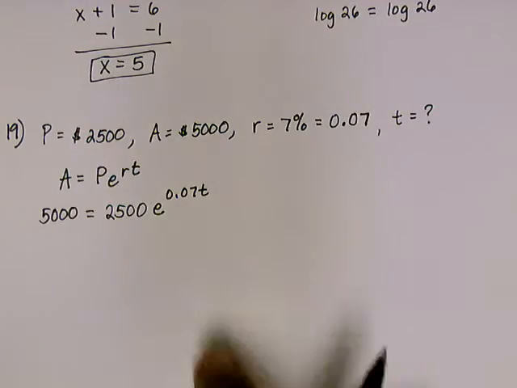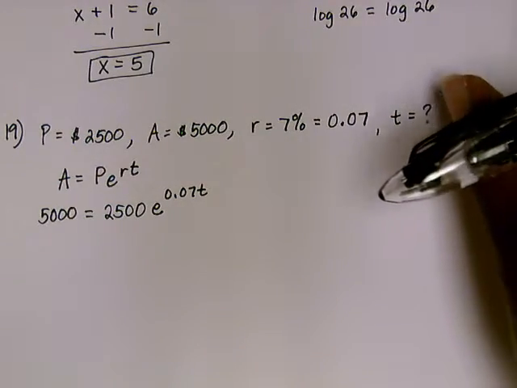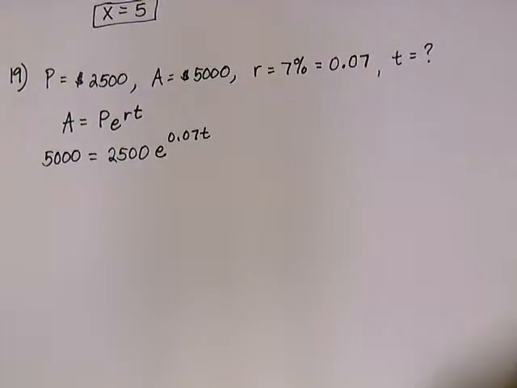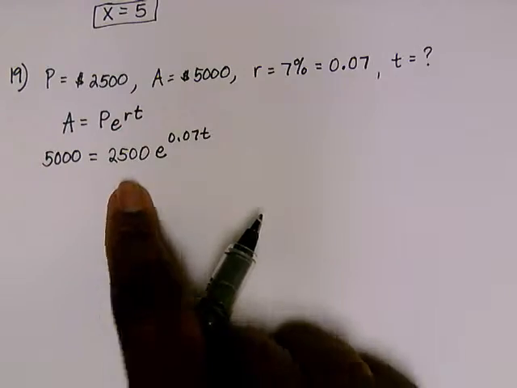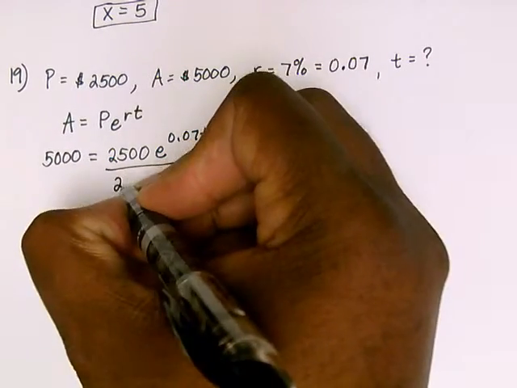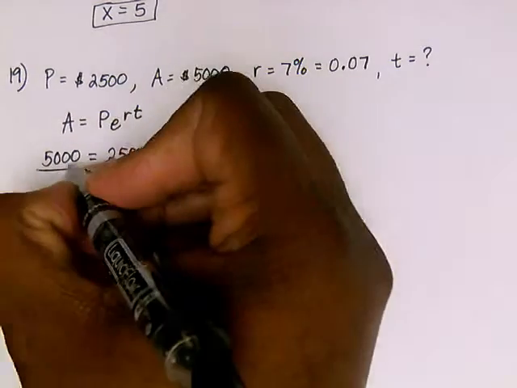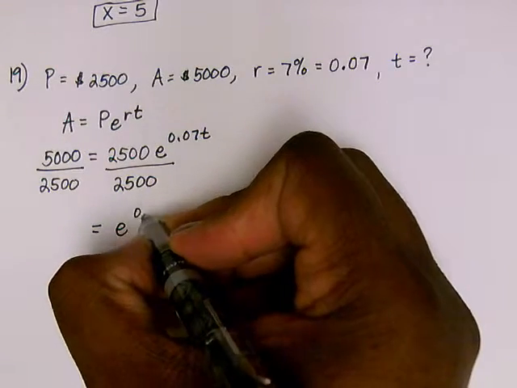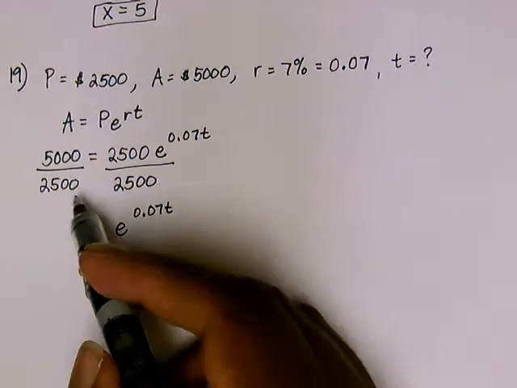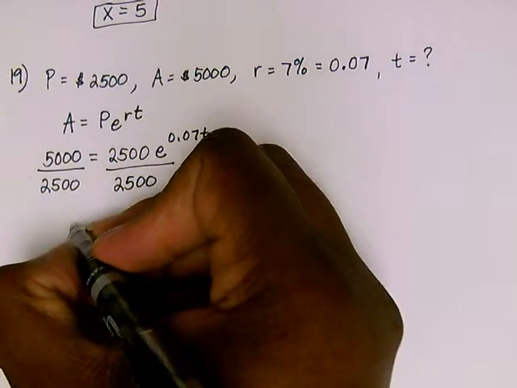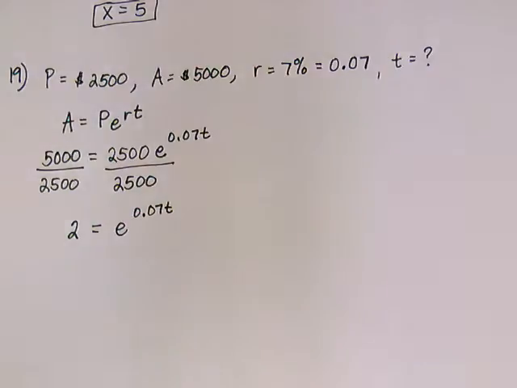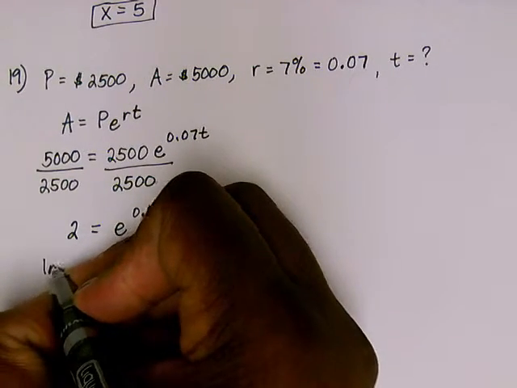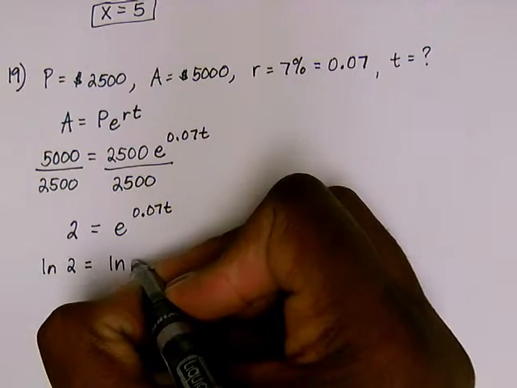Alright, in this case we need to get this e to the 0.07t by itself. It's being multiplied by 2,500, so we're going to divide both sides by 2,500. So now on the right side I'm going to have e to the 0.07t. That's equal to 5,000 divided by 2,500. That's going to be 2. I also know something else. e and ln are inverses of each other, so it'll be best to take the natural logarithm on both sides.